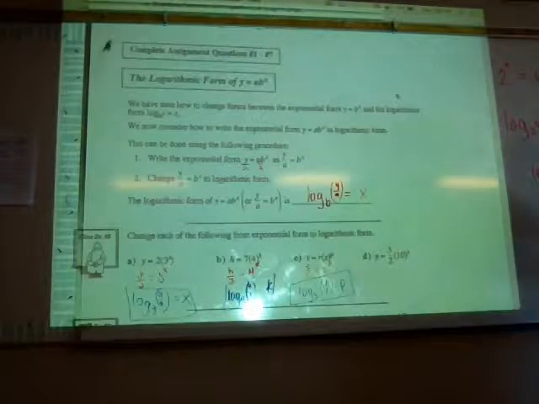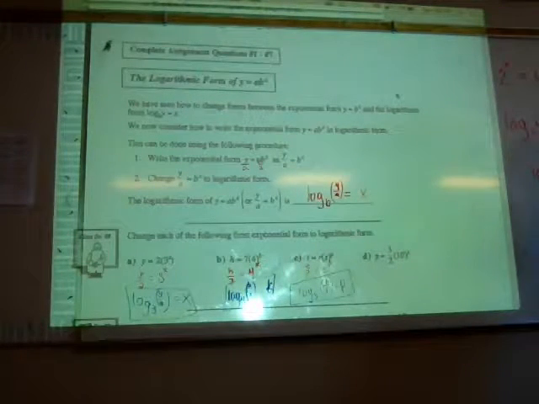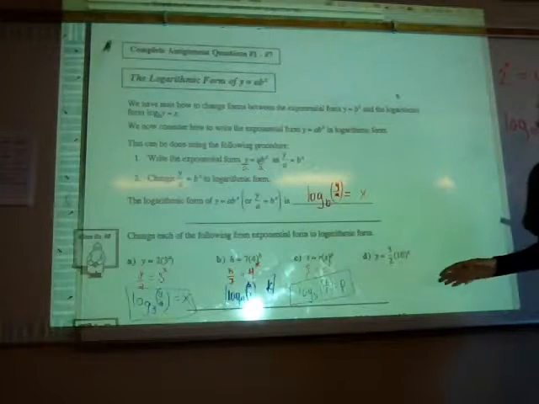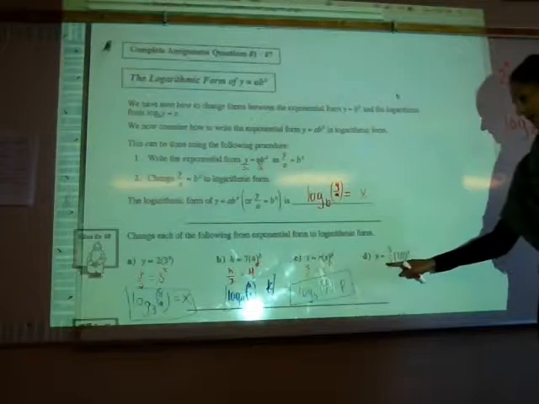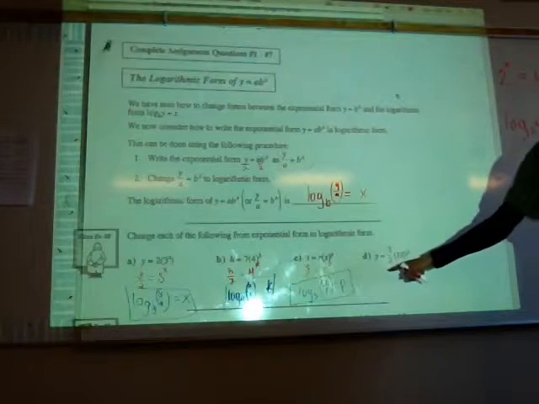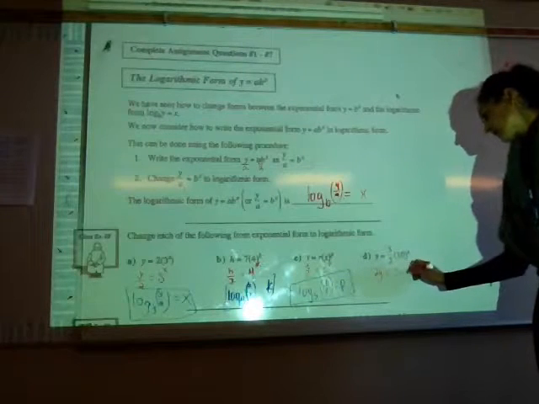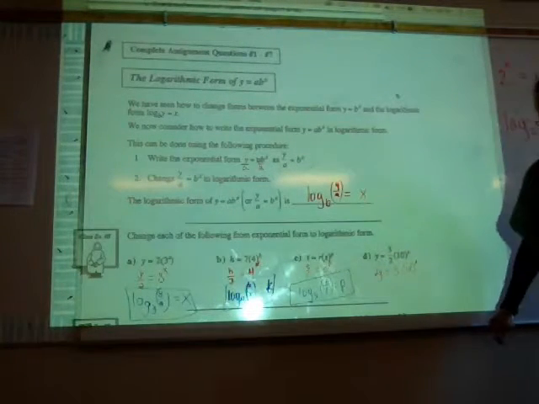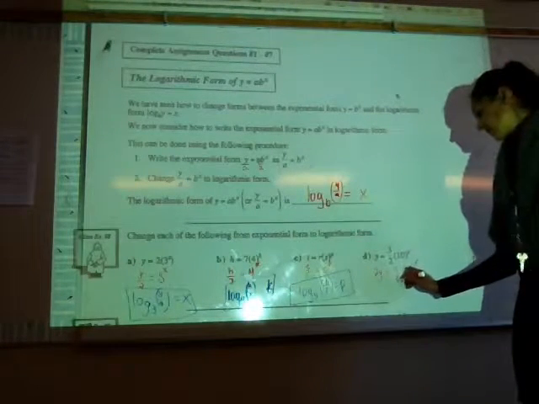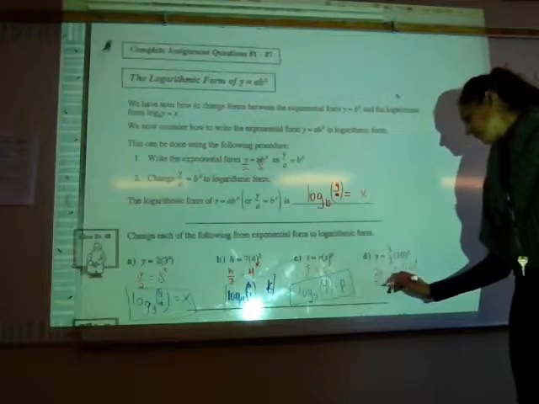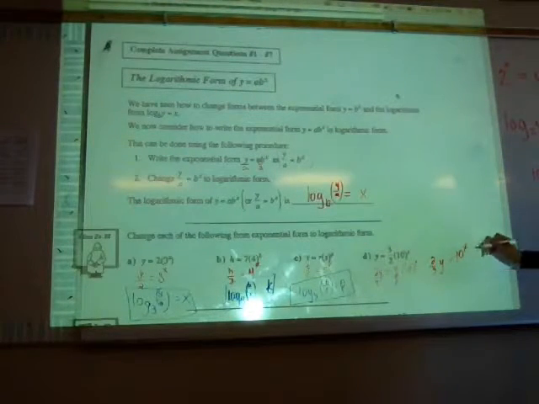Okay, now the next one, our a value is a fraction. So instead of dividing by 3 over 2, why don't we just get rid of the denominator and then get rid of the numerator? If I want to eliminate the denominator, I have to do the opposite of dividing by 2, so I multiply by 2. So I have 2y equals 3 times 10 to the power of x. And then to get rid of the 3, you divide. So we divide by 3, divide by 3. So we get 2 over 3 y equals 10 to the power of x.